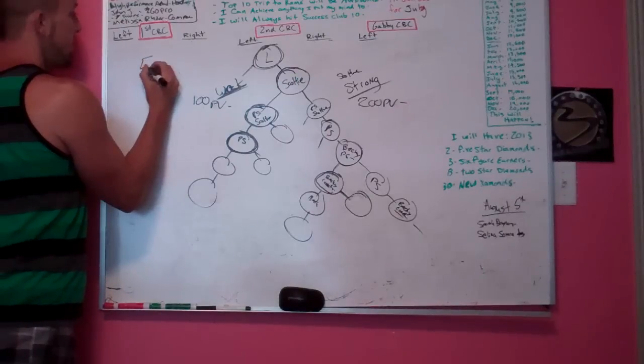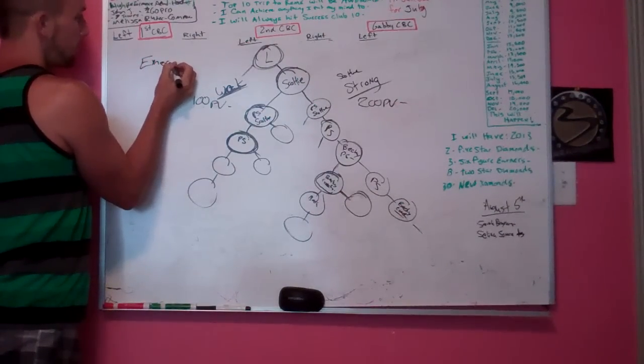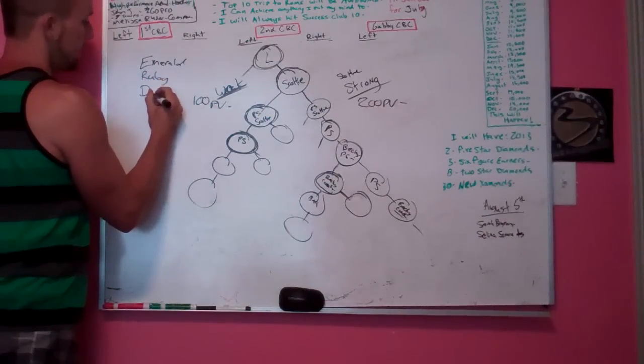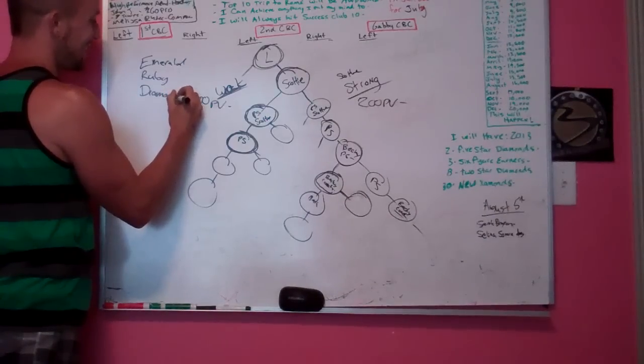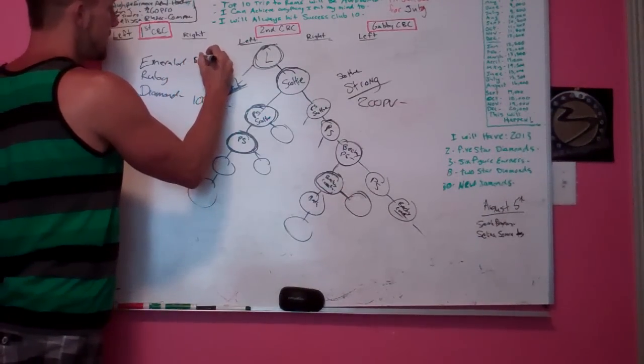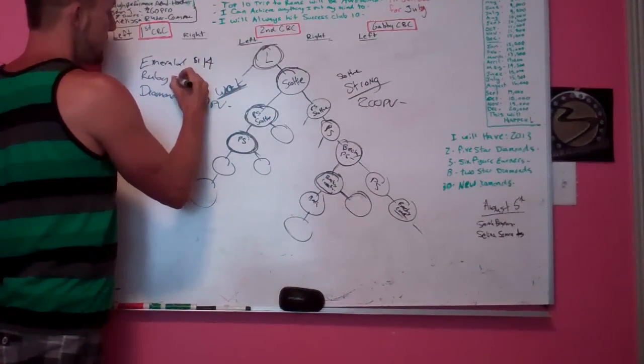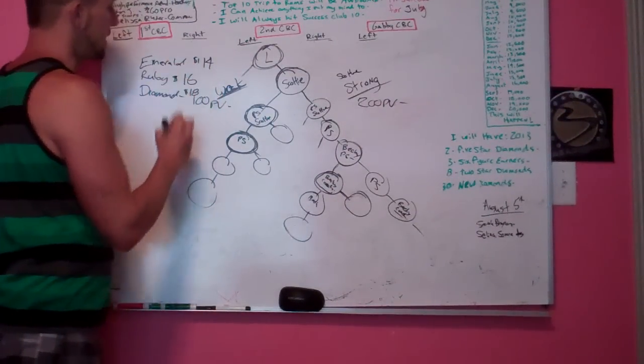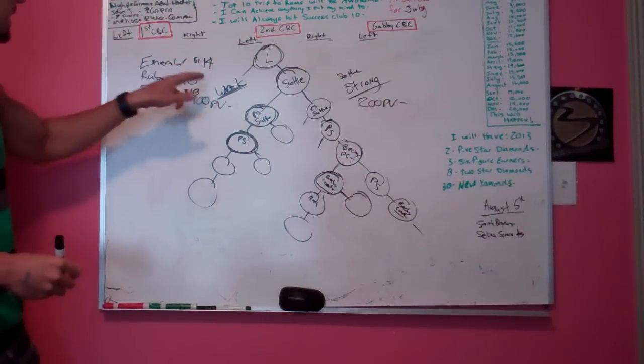And over right here we have Emerald, Ruby, and Diamond. I'm sorry, I don't have the best handwriting. Okay, Emerald makes $14, Ruby makes $16, Diamond makes $18, okay? 14, 16, 18.